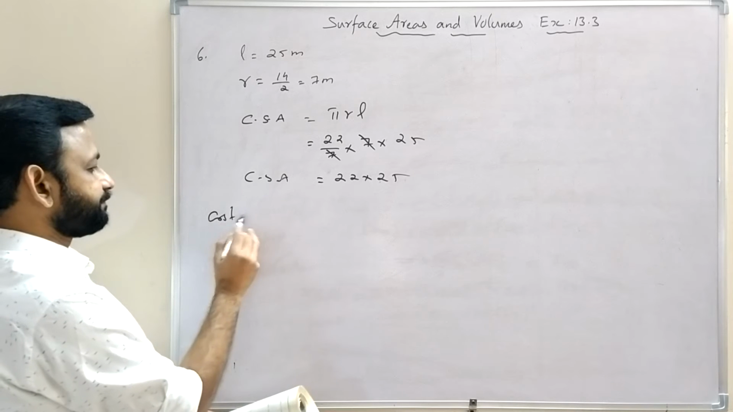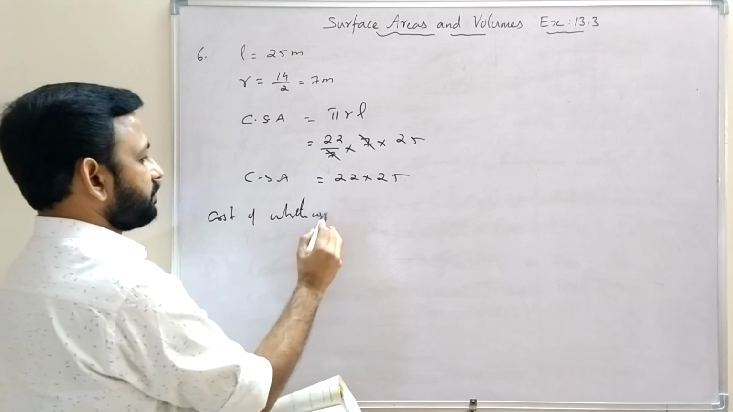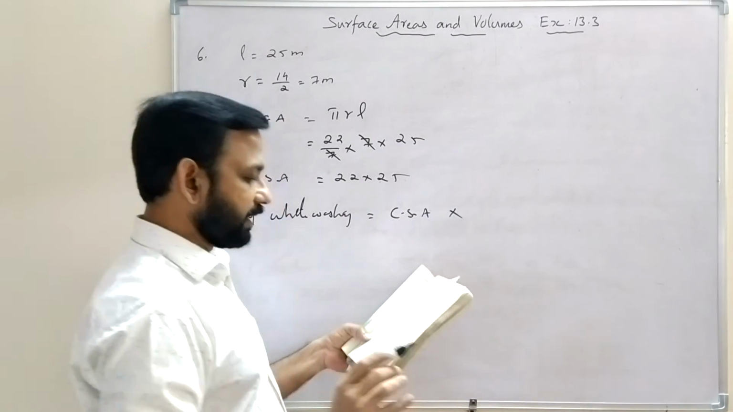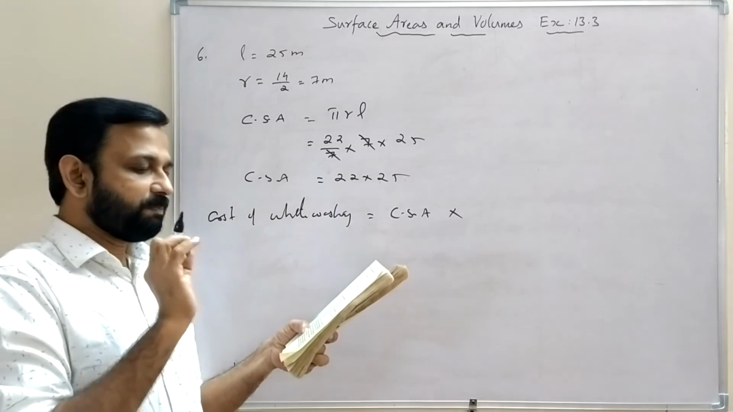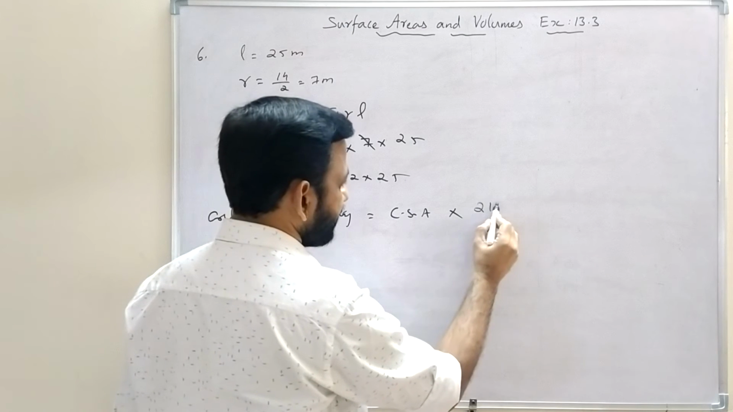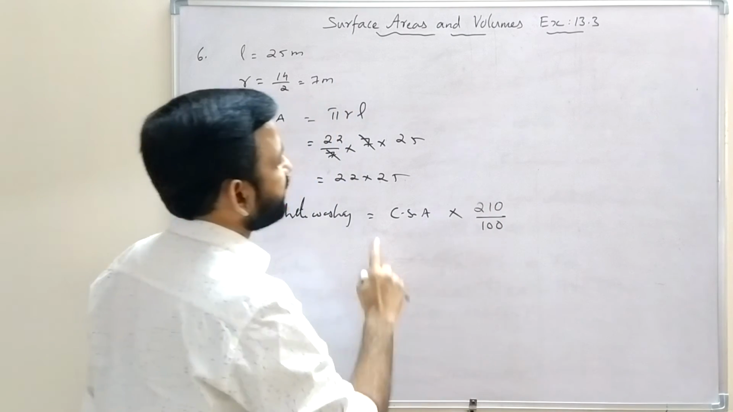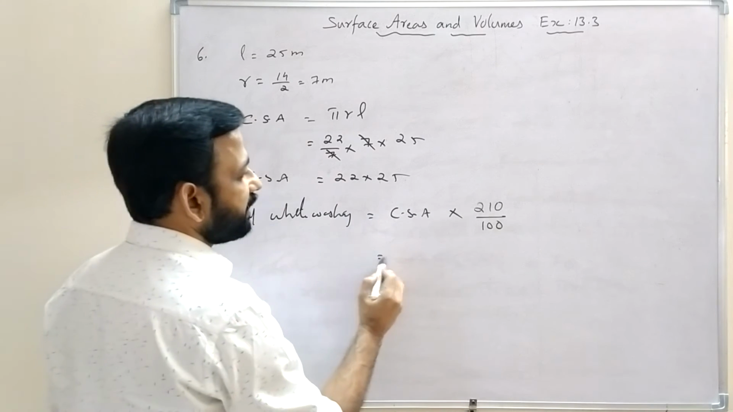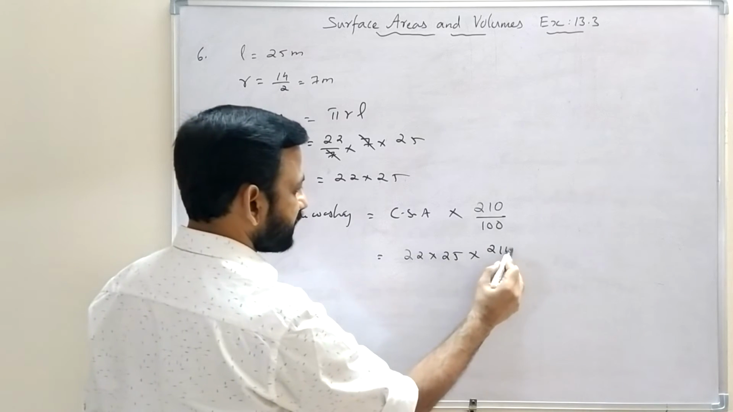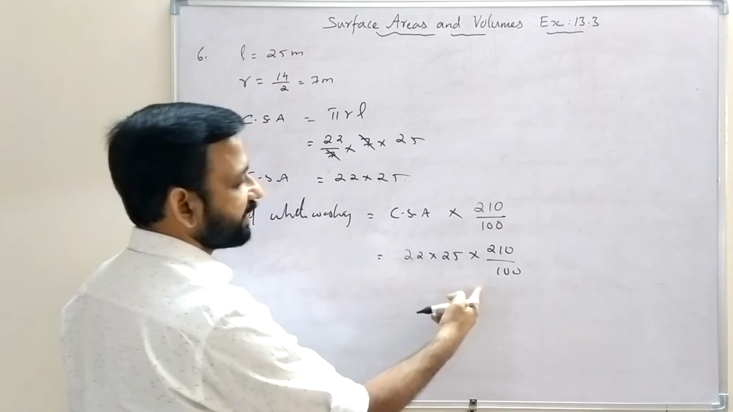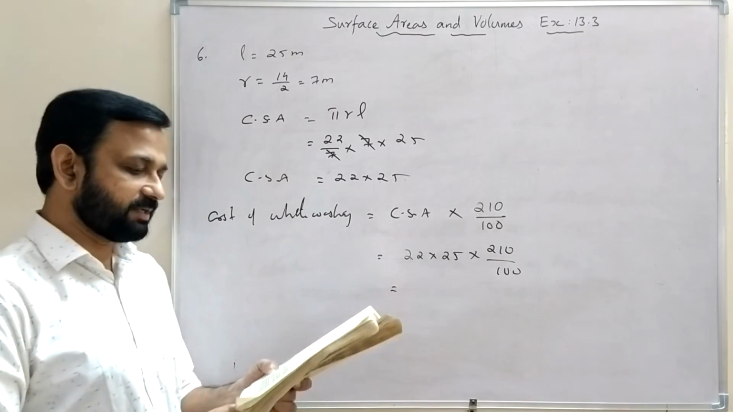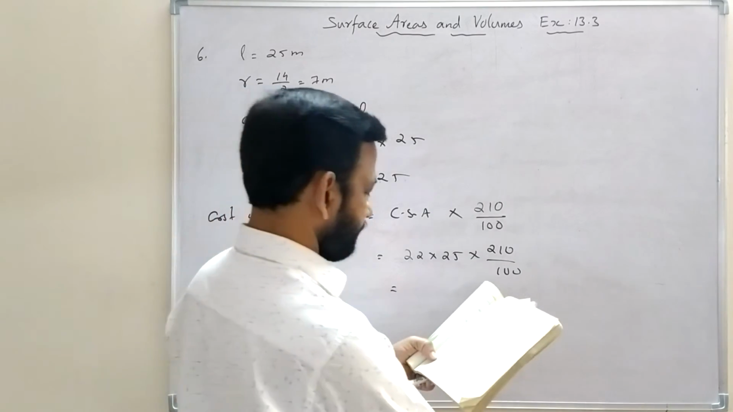Then the cost of whitewashing is equal to the curved surface area into, and here it is given, rupees 210 per 100 meter square. So when we multiply the curved surface area by 210 upon 100, that is 22 into 25 into 210 divided by 100. When we cancel here, we will get the final answer. So that will be the cost of whitewashing the curved surface. So that is question number 6.